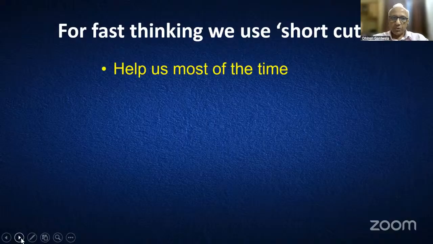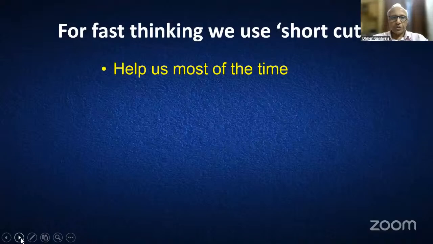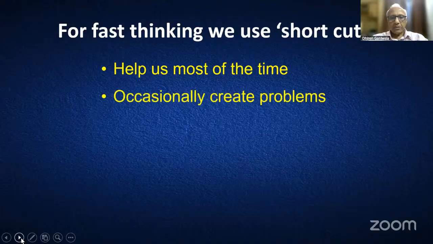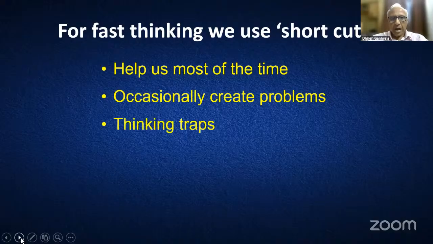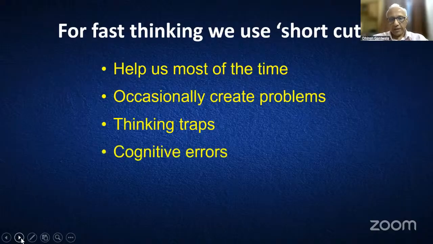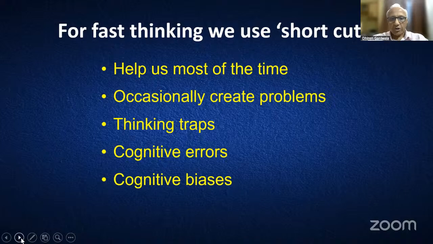These shortcuts are really good and they help us most of the time. There is no question that they are really bad. They help us most of the time, but occasionally they create problems. These problems are called thinking traps, or another word is cognitive error. Cognition is the brain's thinking function, and the error in that is called cognitive error. In pure psychology, it's called cognitive biases. Because I want to avoid the word cognitive bias, I am using the word thinking traps for this lecture.